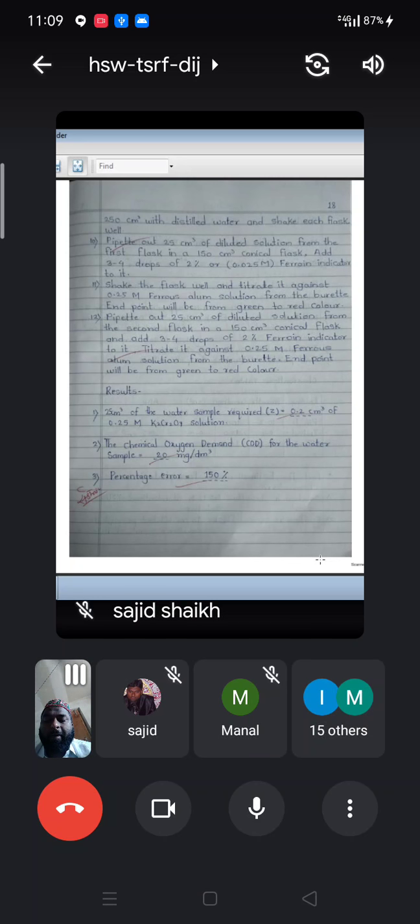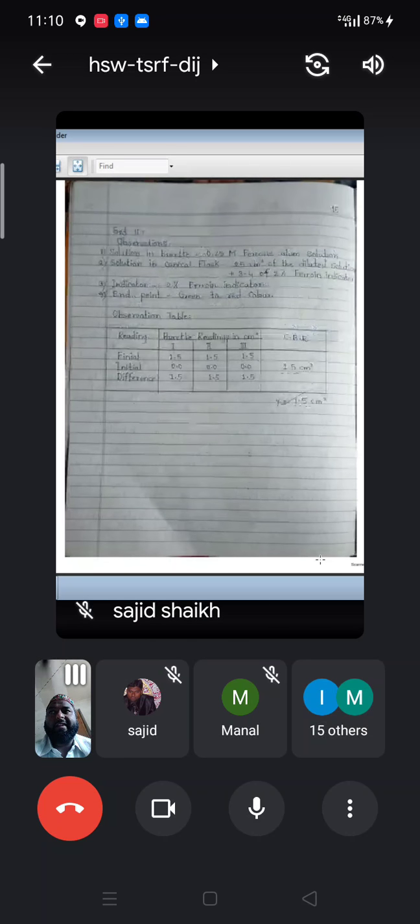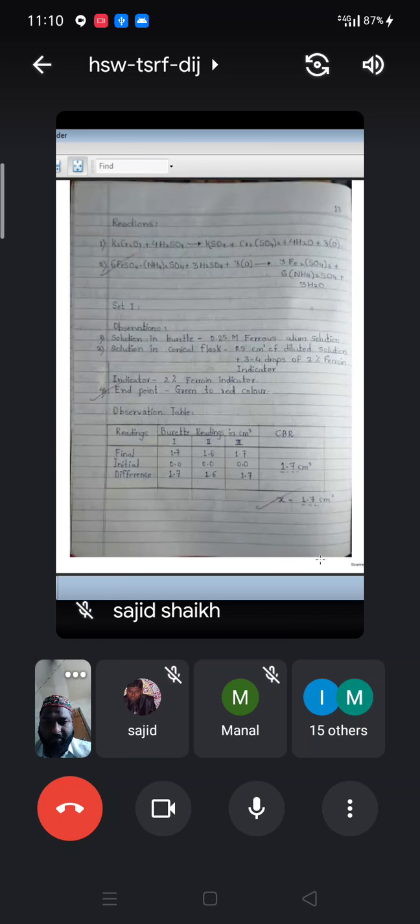Very simple experiment it is again. In that we have to take the water sample, and for that water sample we have to study the COD, that is the chemical oxygen demand. How we are going to determine this chemical oxygen demand? By using the potassium dichromate, because potassium dichromate is an oxidizing agent which will give the oxygen.